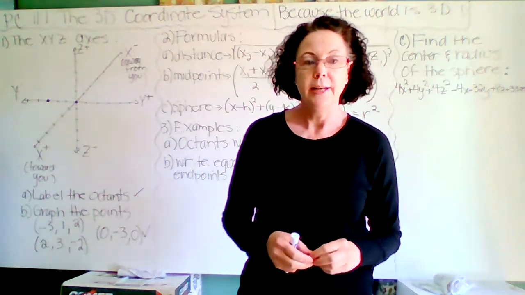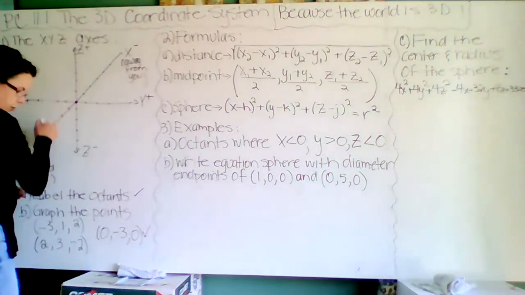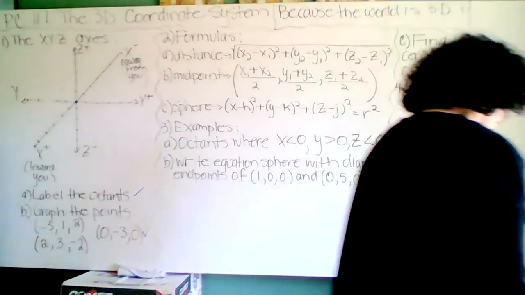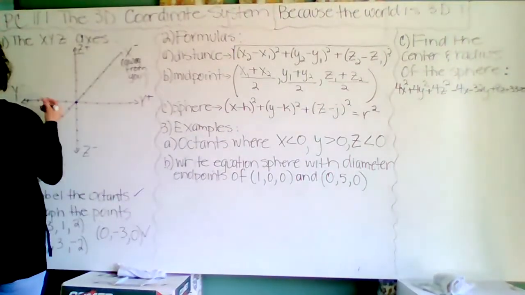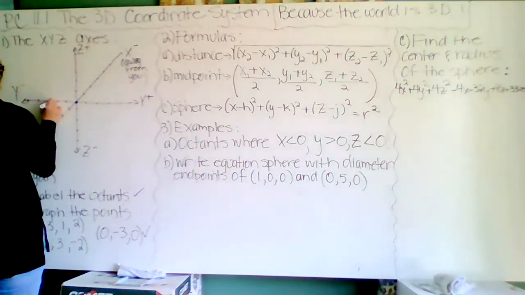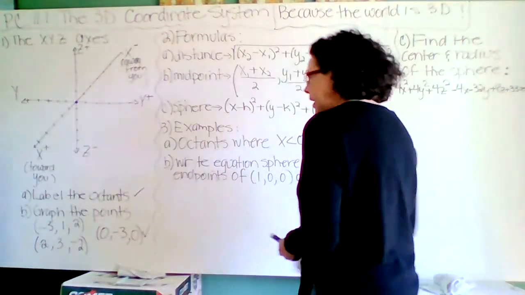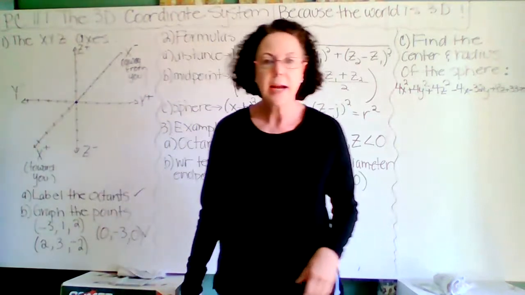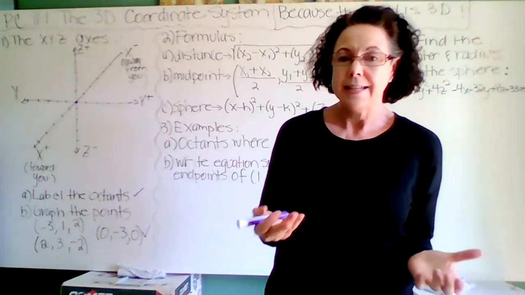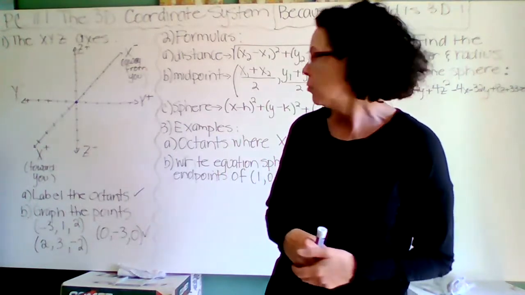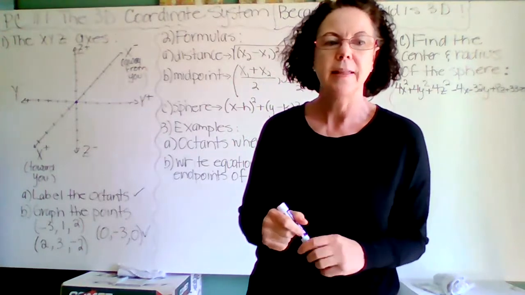Okay, let's graph the point -3, 1, and 2. So I think I might need my black marker. Here we go. Okay, so to graph the point -3, 1, and 2, we're going to mark our location along the way with X's, and our final point, we will make a big dot so that we can see that.